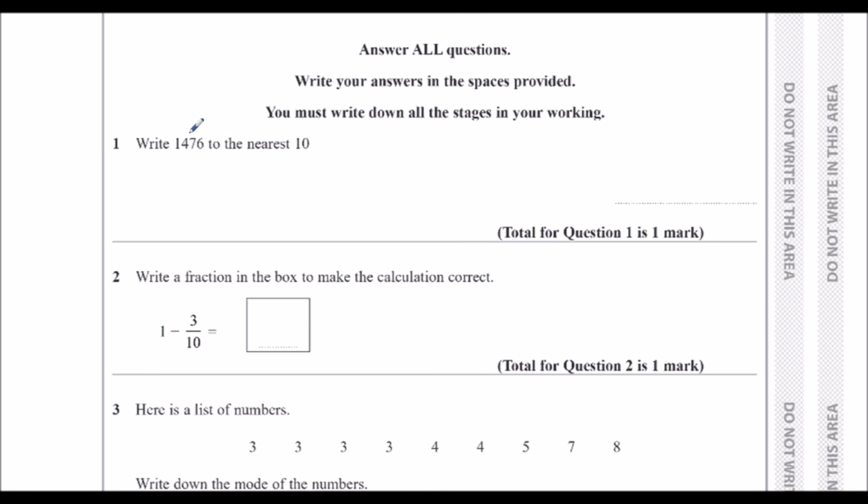So the 10s are the ones with the 7 in, the 70. So these are the 10s. We want to know whether it's closer to 1470, or the next one up would be 1480. So which one is it closer to? We could draw a line after the 10s. What's the next number? Is it 5 or above? It is. So we round up. So it's closer to 1480.